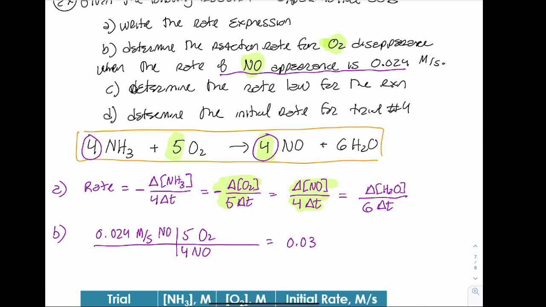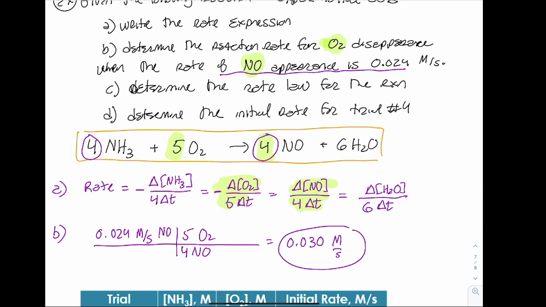My calculator is telling me 0.03, but remember, calculators don't do significant digits, right? We're smarter when it comes to significant digits than our calculators are. So you do need to add that 0, otherwise you will lose some points for sig figs. Molar per second.